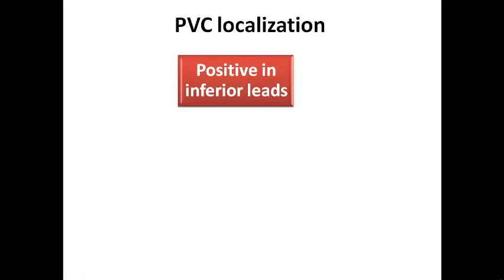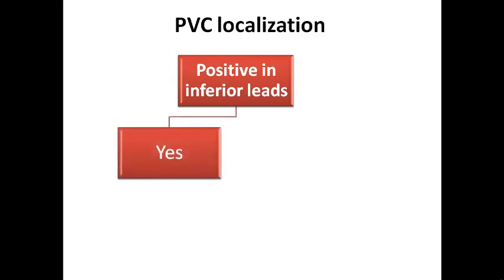Of course, the first thing to see is the axis in the inferior leads. If the PVCs are positive in the inferior leads, which is a very common situation, the most common thing to see in PVCs, this means, according to the ECG axis, that they are coming from above and going downwards.